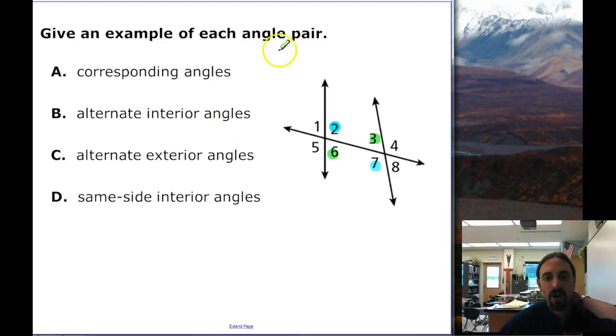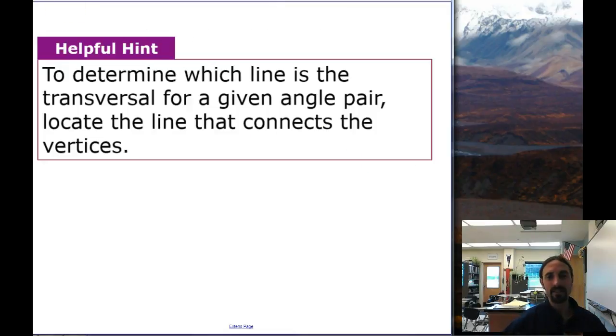Alternate exterior. Callista, can you give me a pair of alternate exterior? You want the pink? Okay. 1 alternate, so it means it's got to be on the other side. Exterior, 8. Oh, very good. I like it. And Matthew, could you give me another pair of alternate exterior? 5 and 4. Fantastic. All right, last but not least, same side interior angles. Okay, Chandler, you're up. Did you say 2 and 3? Right on. And Cyrus, can you give me another pair? 6 and 7. Oh, you guys, you're nailing it. Love it.